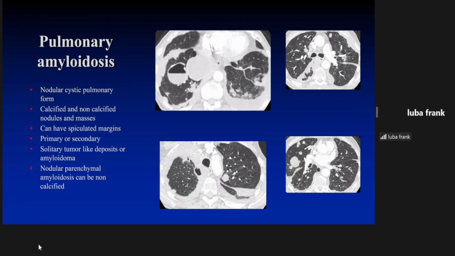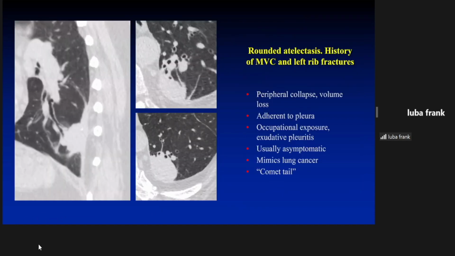right. So no, I do have quite a few more slides, but I'll go fast. So another consideration is atelectasis. As probably all of you know, round atelectasis also presents a diagnostic challenge. We're looking for adherence to pleura. We're looking for prior trauma. We're looking for the comet tail right here, and we're looking for stability, lack of growth, and a lack of FDG uptake on PET CTs.